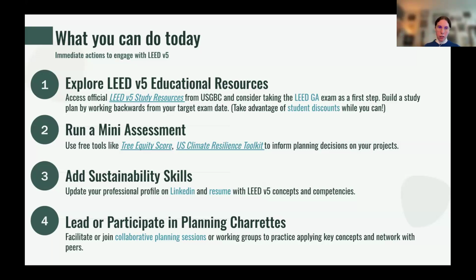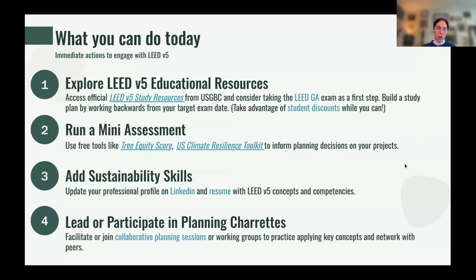The second action you can take today is to look at the assessments that we have shared, some of these free tools that are available, the Tree Equity Score, the Climate Resilience Map, and consider using them on your next project. These are, again, good conversation starters and a good way to start building out that data you need to make more informed decisions. Third here, we covered some potential skills you might look to build in your career. So think about how you can present that on your resume and also on your LinkedIn, tying back to some of these concepts that we've covered.